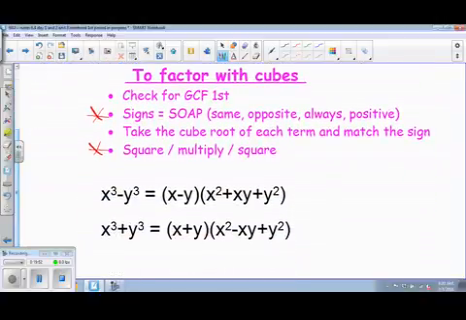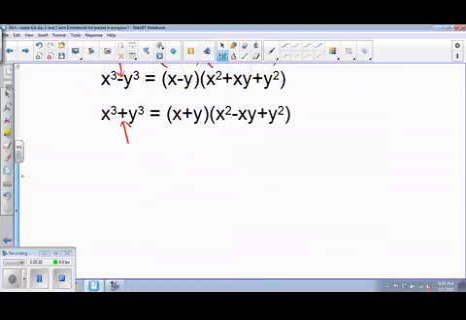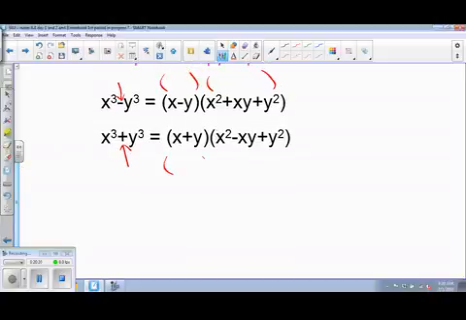So here are the 2 patterns. This is the difference, and this is the sum. If this is a minus, you do it one way, and if that's a plus, you do it another way. Now, it's the same square, multiply, square for both of them. The only thing that's different are the signs. So, like I said, you always put a binomial times a trinomial. Let me get this up so everybody can see.